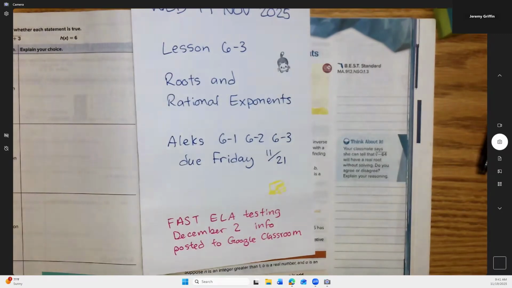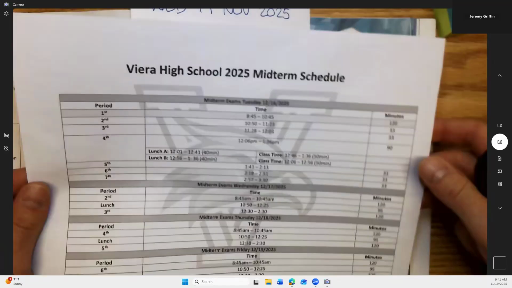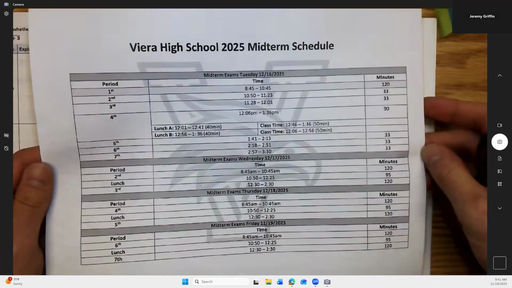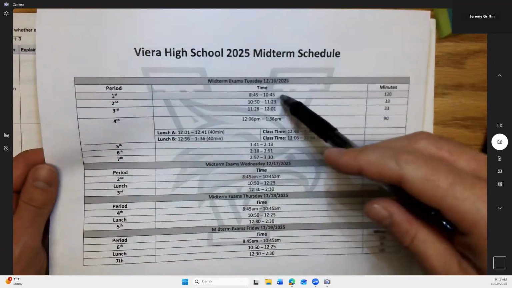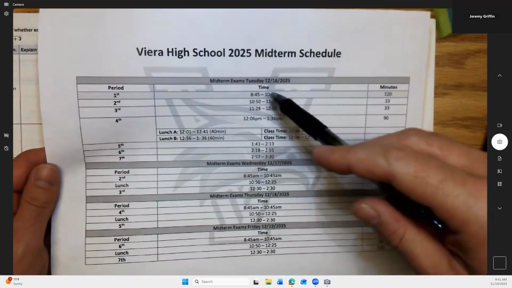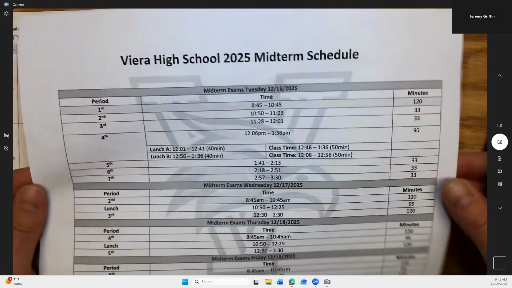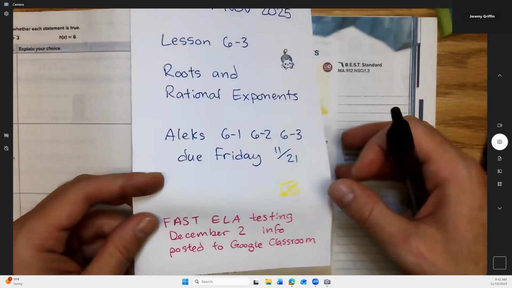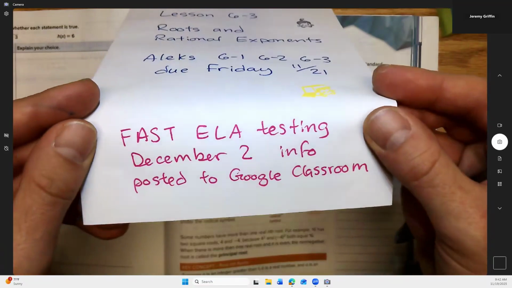Right before we get to that, a couple other things. So the midterm schedule has been released. I did post this to Google Classroom for you guys. Your first midterm is going to be on Tuesday, December 16th. That'll be for period one. Then you guys got a couple midterms each day after that.